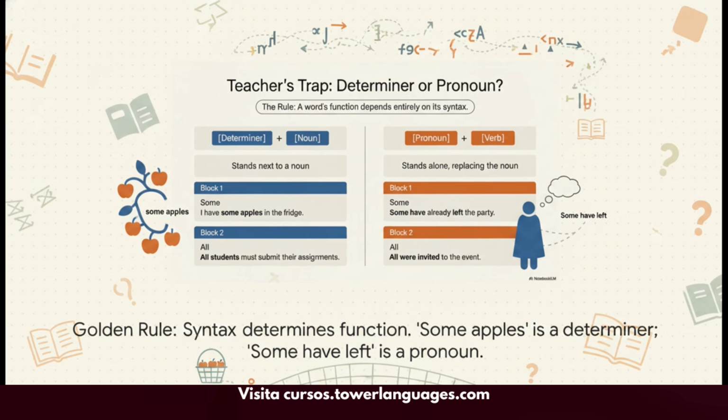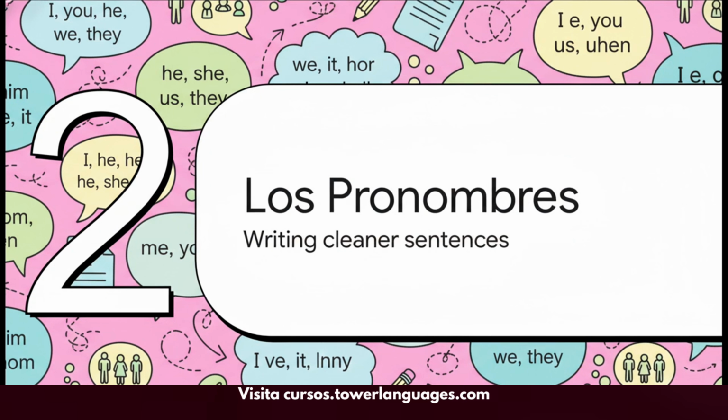Okay, now let's talk about a common trap, something that confuses students and, let's be honest, teachers too. How can the same word, like some, be 2 different things? This brings us to the golden rule of grammar. Syntax determines function. If the word has a noun right after it, like some apples, it's a determiner. But if it's standing alone, replacing that noun, like in some have left, then it's a pronoun.